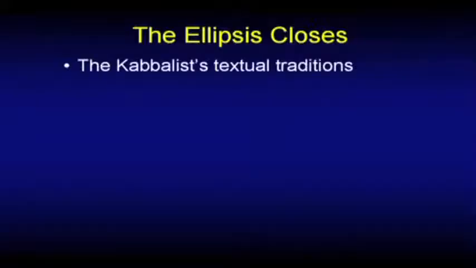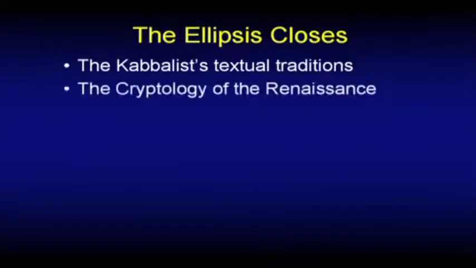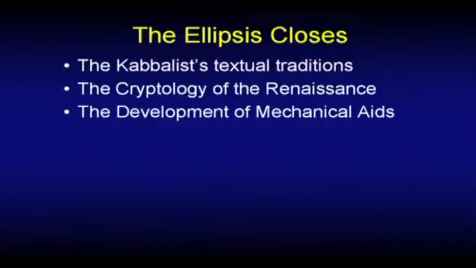You know, it's interesting. Almost everything we know about in cryptography had its roots in the rabbinical Kabbalah textual traditions. That led to the cryptology of the Renaissance. Most kings had on their staff Jewish rabbis that knew how to play games with cryptography. And that cryptography eventually developed mechanical aids. Thomas Jefferson had his wheels. There are all kinds of collected items of the ancient coding wheels and so forth.